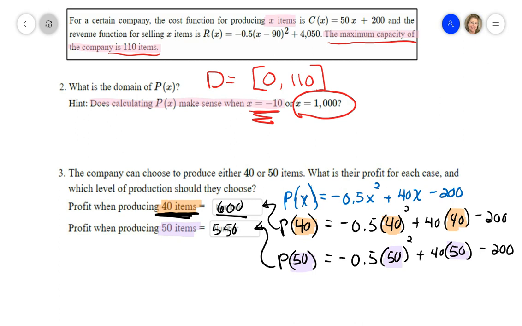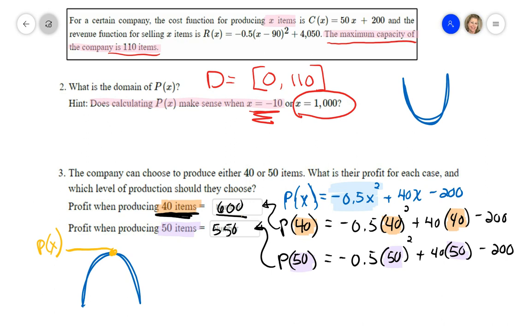And the reason this happens, just so you can understand this, is I have a negative x squared here. X squareds are quadratic equations, which are parabolas. Parabolas look like this unless they're negative. If they're negative, they look like this. And then your highest point, that is where your maximum profit will be. And since at 40 items you get 600, but at 50 items it drops down to 550.